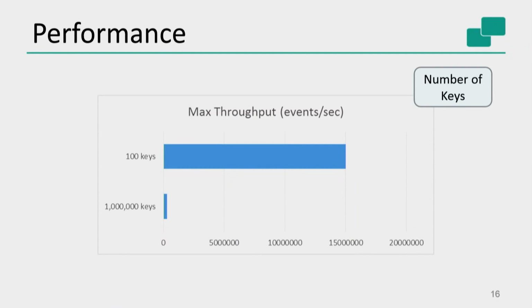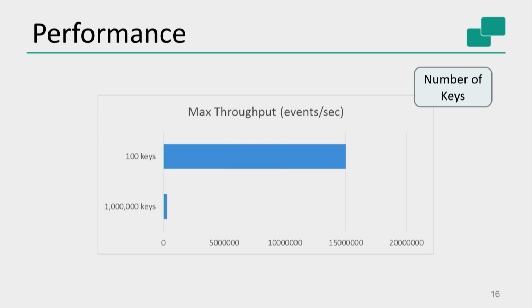If we look at how this particular setup performs with these different numbers of keys, that dimension makes a huge difference. If you flush 100 keys per second, that's going to be fine. If you have to flush a million or hundreds of thousands of keys per second, then you immediately hit a throughput bottleneck.